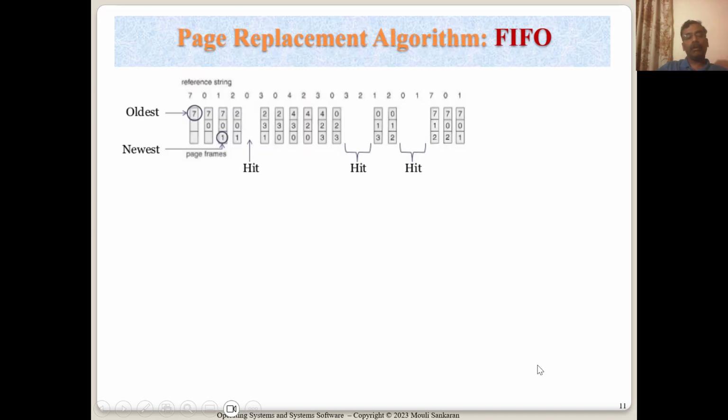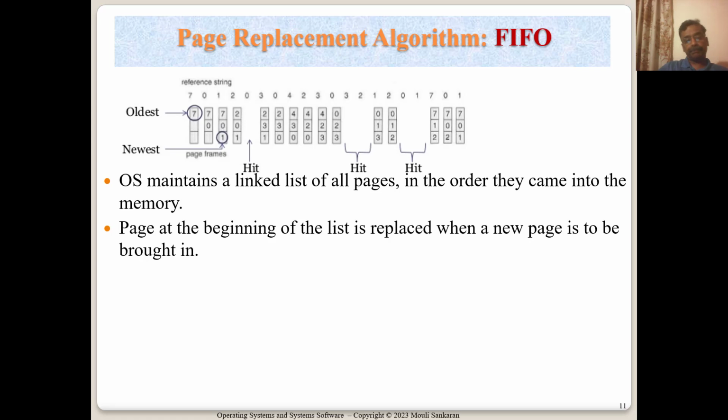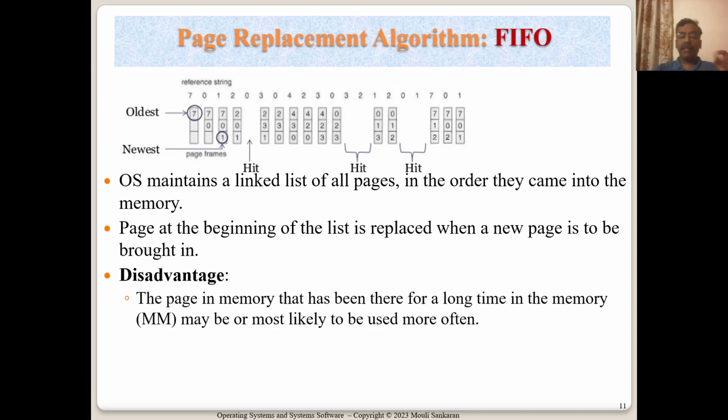Now, what are the problems or what is the advantage of FIFO? The OS maintains the linked list of all pages, 3 pages, and whatever was filled earliest is going to be overwritten. Now, what is the disadvantage of this? A page in memory that has been there for a long time. Okay, a page is there for quite some time. That means maybe that process is running and it is being used.